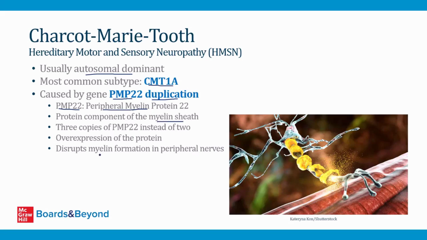In people with the CMT1A subtype of this disorder, they have 3 copies of the PMP22 gene instead of 2. This leads to overexpression of this PMP22 protein. And this disrupts myelin formation in peripheral nerves. And so this is believed to be the genetic underlying of the most common form of Charcot-Marie-Tooth, the 1A type.